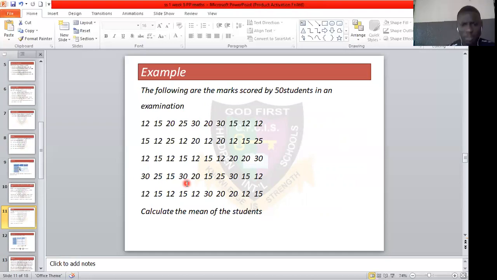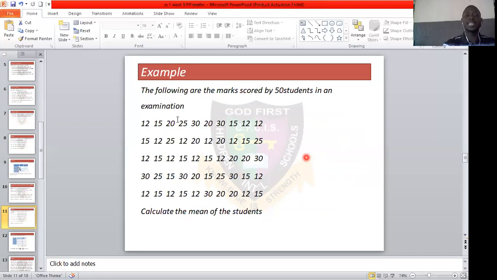So what's the lowest number here? The lowest number is 12, and the highest number is 30. The first column in preparing your frequency table is the variables. Now write out the variables down. How many times does 12 occur? You write out the frequency, and now find the product of the two.